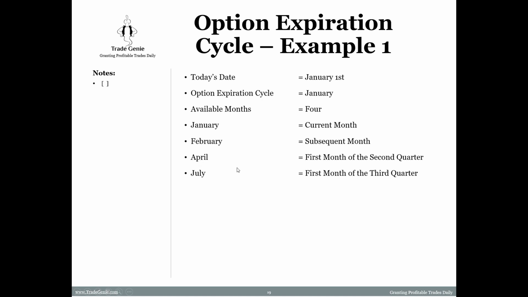So April and July are coming from the option expiration cycle itself. January is there because the current month itself is January, and we will also see February because it's the subsequent month. So that was one example of the option expiration cycle.